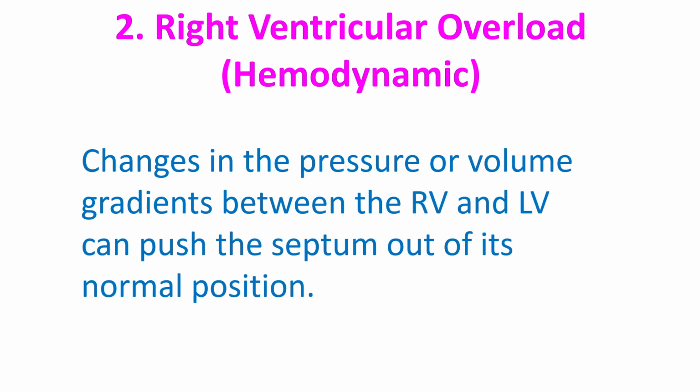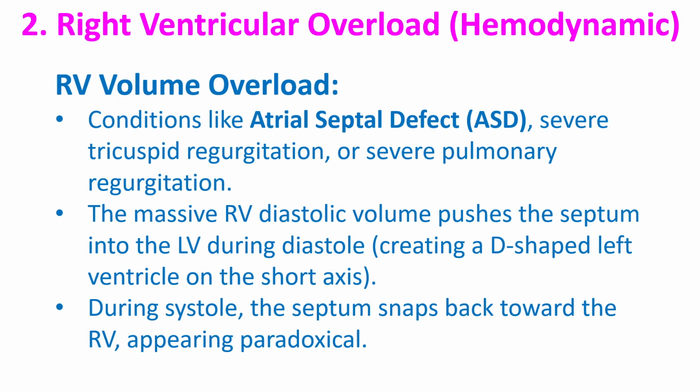Right ventricular overload. Changes in the pressure or volume gradients between the RV and LV can push the septum out of its normal position. RV volume overload. Conditions like atrial septal defect, severe tricuspid regurgitation, or severe pulmonary regurgitation. The massive RV diastolic volume pushes the septum into the LV during diastole, creating a D-shaped left ventricle on the short axis. During systole, the septum snaps back towards the RV, appearing paradoxical.